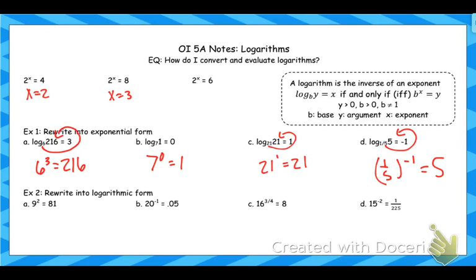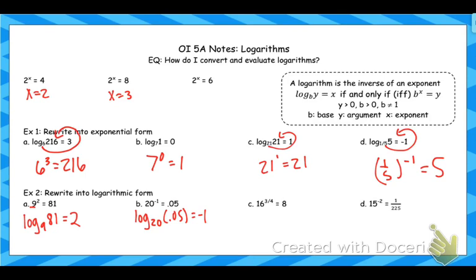So let's take this first one. 9 to the second equals 81. Well, the base of the exponent is the base of the log. And then I swap the other two numbers, or I go in a circle. So it would be log base 9 of 81 equals 2. All right, look at the next one. The base of the exponent is the base of the log. So this would be log base 20. Then I flip the other two numbers: 0.05 equals -1.